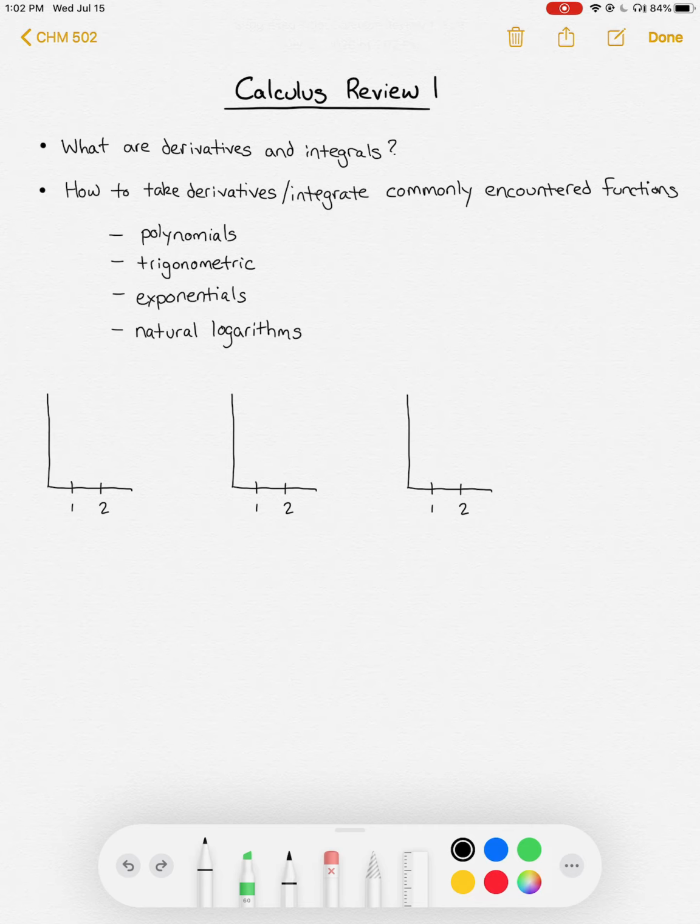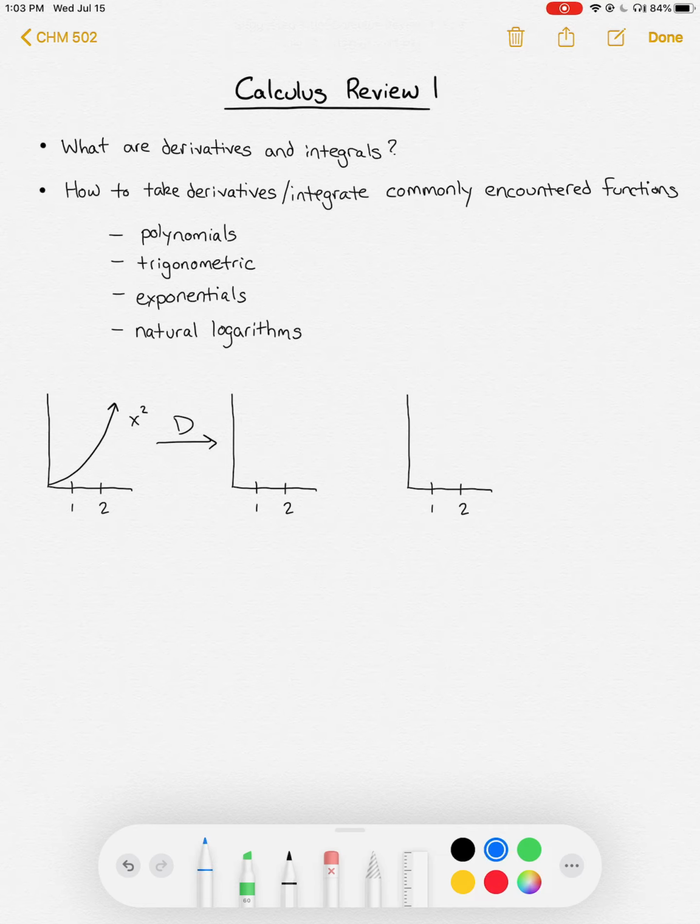So let's start with a function y equals x squared, so a simple parabola. You probably remember how to take the derivative and integrate this function, but I want to go through this as an example of what derivatives and integrals are. So recall that if we want to take the derivative of this function, I'll put a d here for derivative. The derivative is simply the slope at every single point along our function.